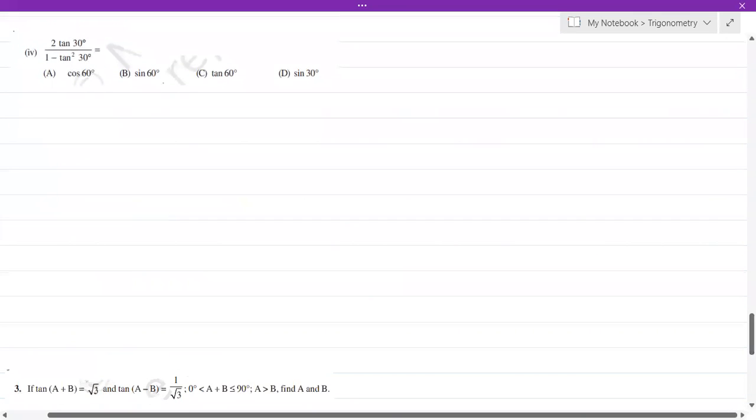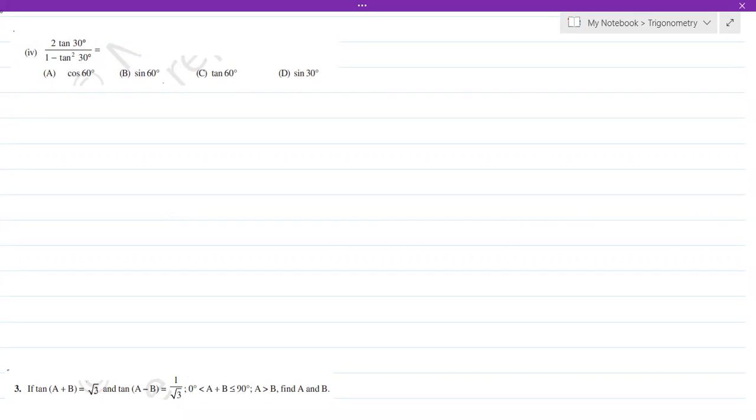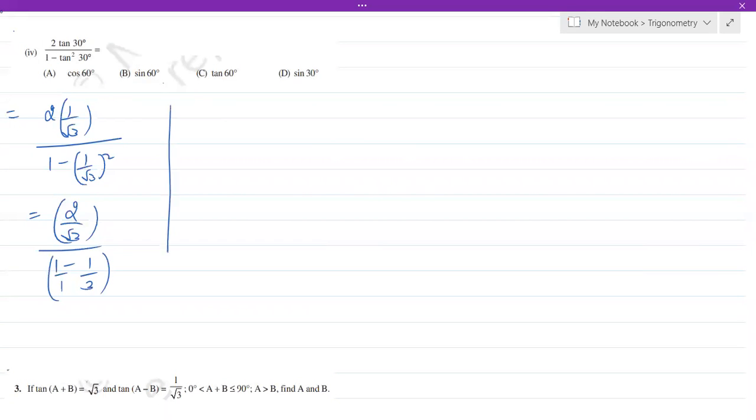So let's get into the next question, a similar one. 2 tan 30 over 1 minus tan 30 squared. Tan 30 is 1 by root 3. Square it. So 2 into 1 by root 3 is 2 by root 3. In the denominator, 1 minus 1 by root 3 squared: 1 squared is 1, root 3 squared is 3. In the next step, let's take the LCM, which is 3. Here you get 3 minus 1, so we get 2 by root 3 divided by 2 by 3.